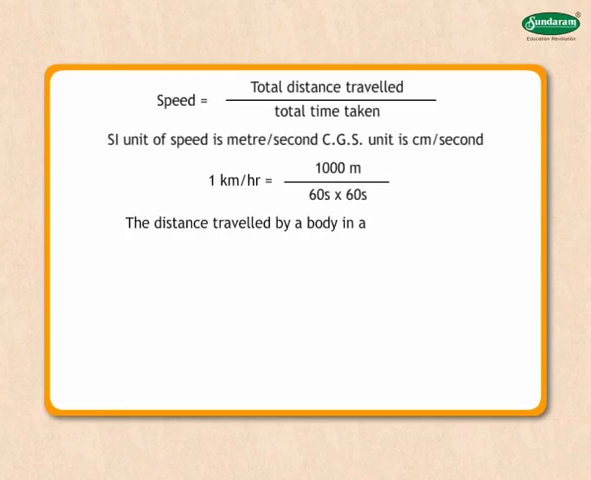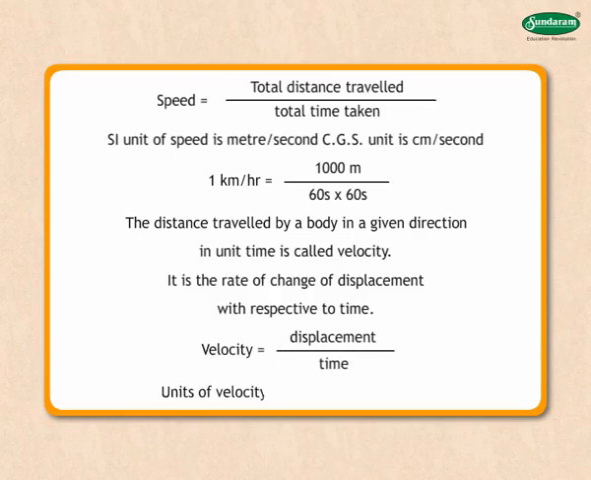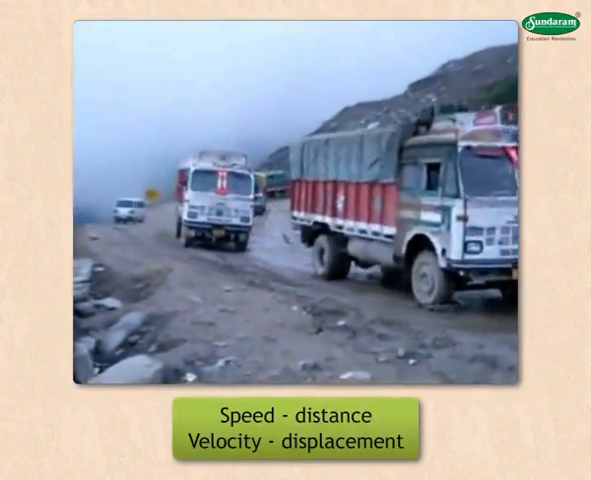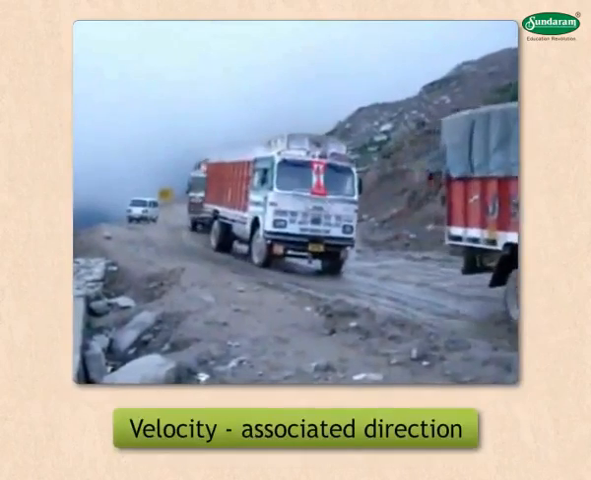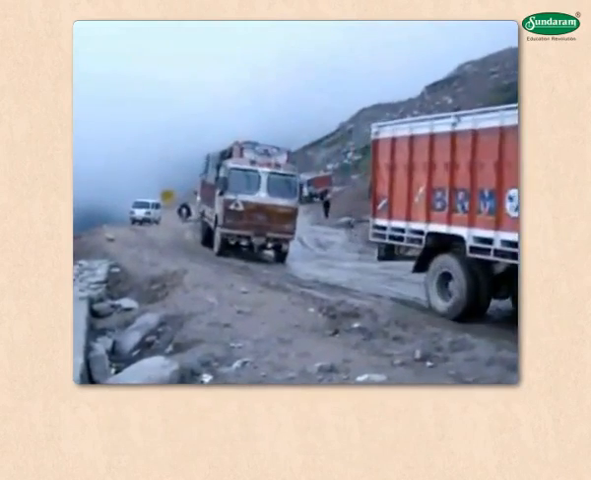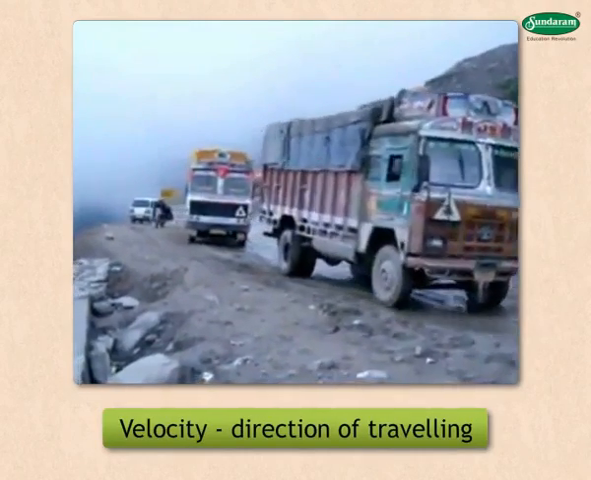The distance travelled by a body in a given direction in unit time is called velocity. It is the rate of change of displacement with respect to time. Velocity is equal to displacement divided by time. Units of velocity and speed are the same. Speed is related to distance, while velocity is related to displacement. In simple terms, velocity is the speed with an associated direction. Speed is just how fast you are traveling, whereas velocity includes the direction in which you are traveling.